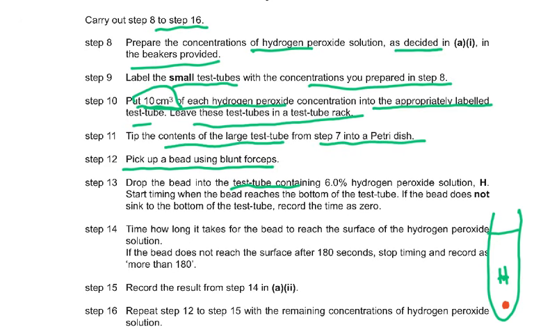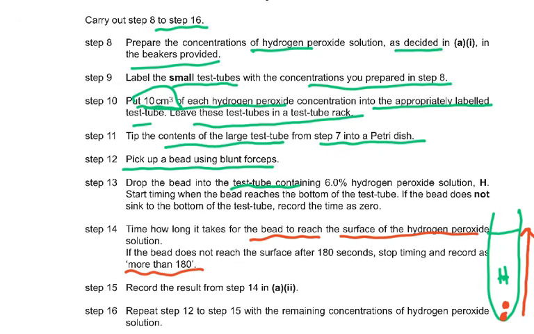Start timing when the bead reaches the bottom of the test tube. So you put the stopwatch on as soon as it hits the bottom, which means this place. If the bead does not sink to the bottom of the test tube, record the time as 0. Time how long it takes for the bead to reach the surface of the hydrogen peroxide solution. So you've got to time it. How much time does it take to reach the surface of the hydrogen peroxide solution? If the bead does not reach the surface after 180 seconds, stop timing and record as more than 180.